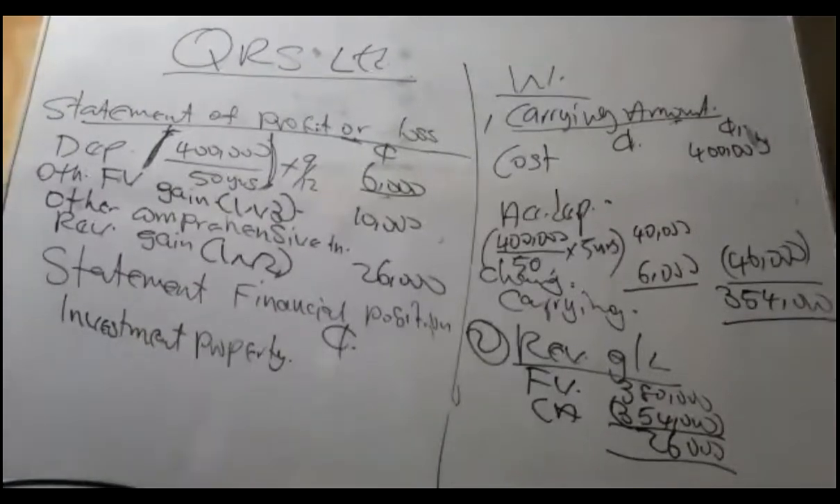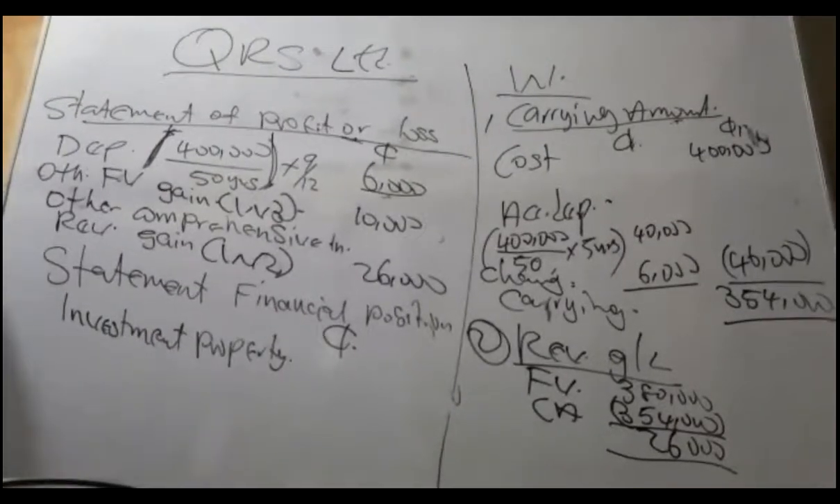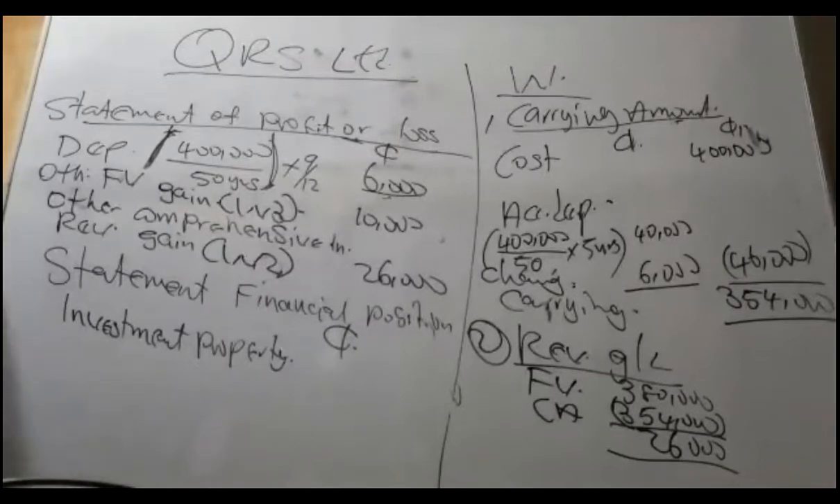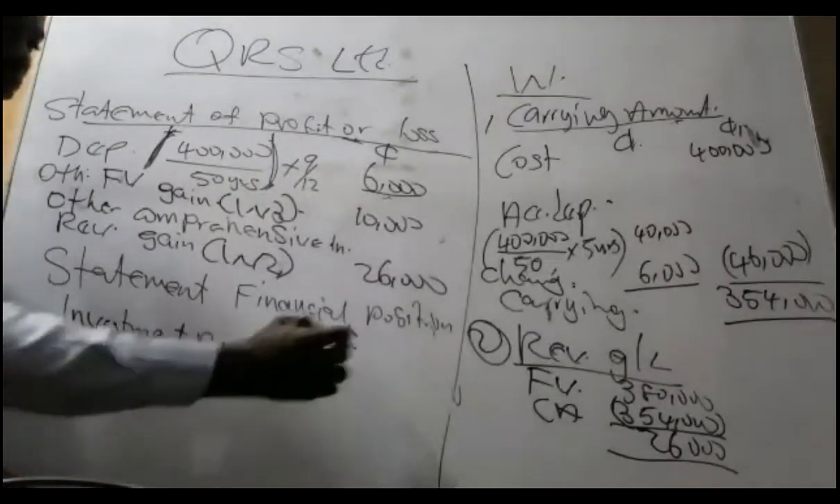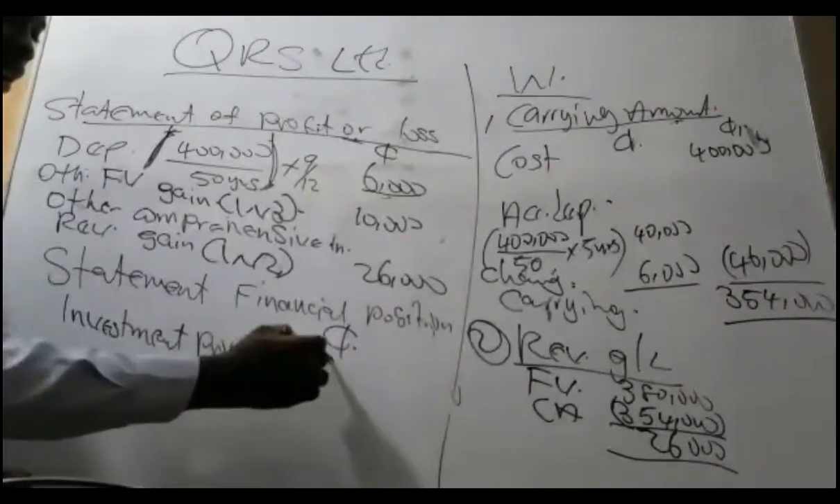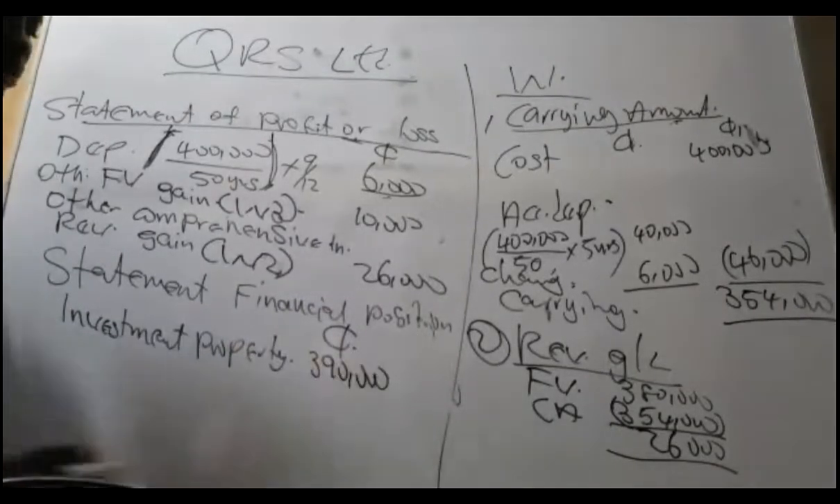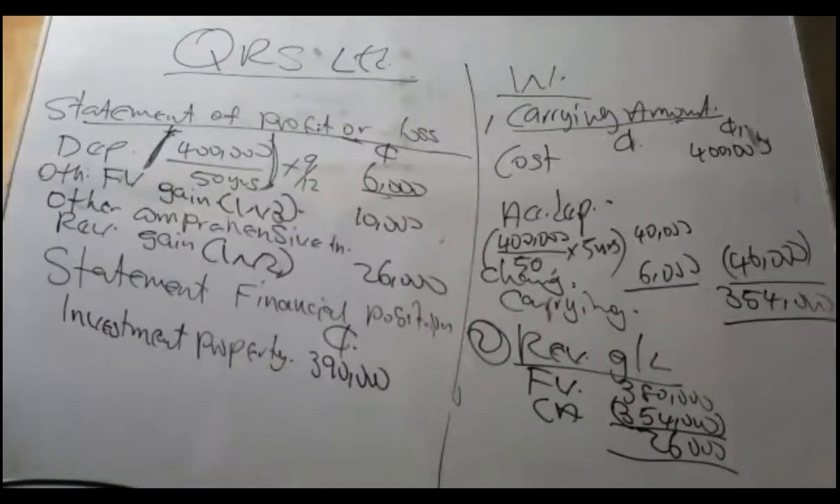And here, because we don't depreciate investment property, carried at what? Fair value. We will carry it at the fair value. That will be the 300 and what? 90,000. No depreciation, no accumulated depreciation. They're not going to subtract any accumulated depreciation. We are done.